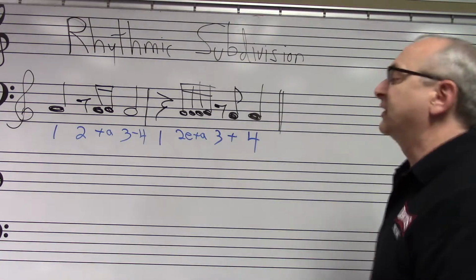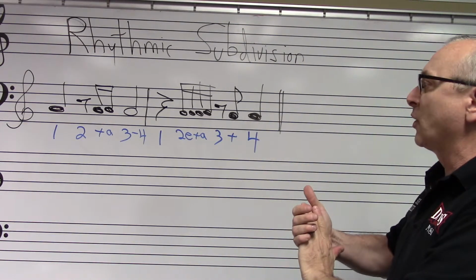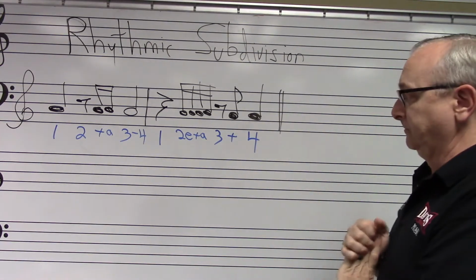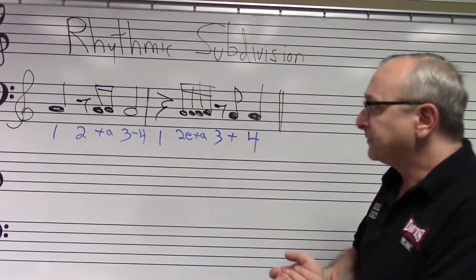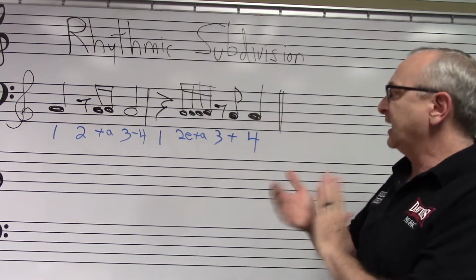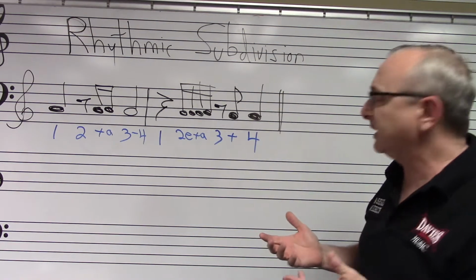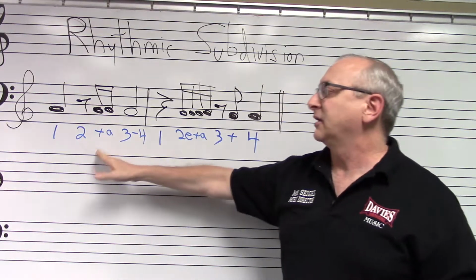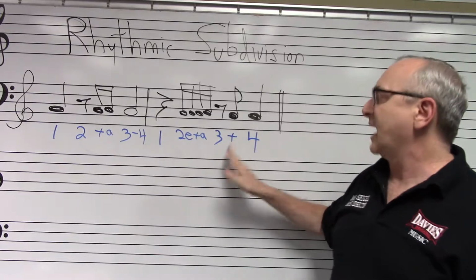So if I were to clap this: 1, 2, and a, 3, and 4; 1, 2, e, and a, 3, and 4. If I were to sing it, la, la la la, la la la la, la la. Not the most exciting melody, but you get the idea. 1, 2, and a, 3, 4. 1, 2, e, and 4.